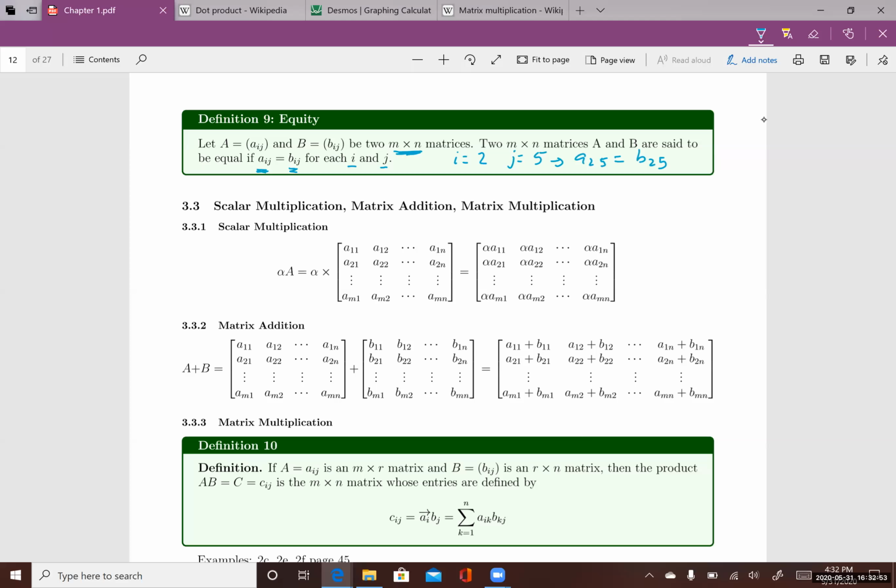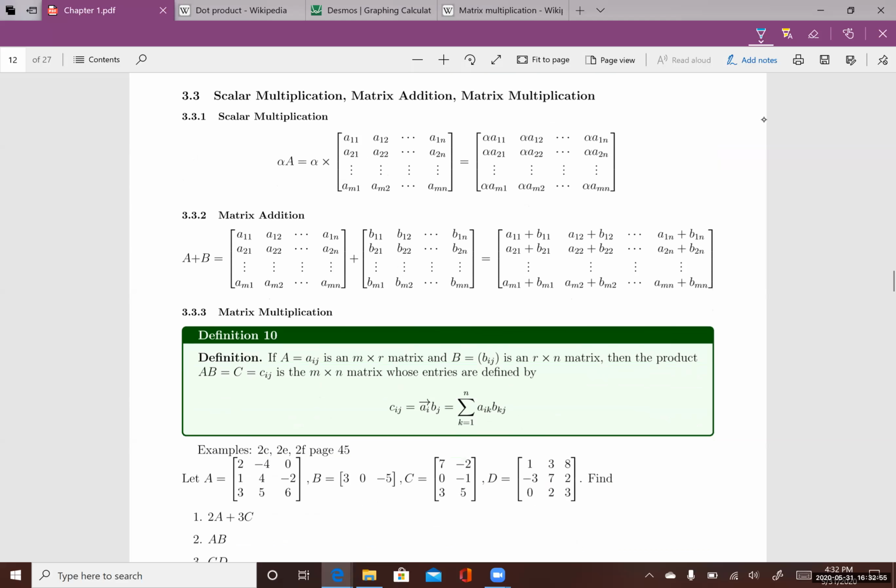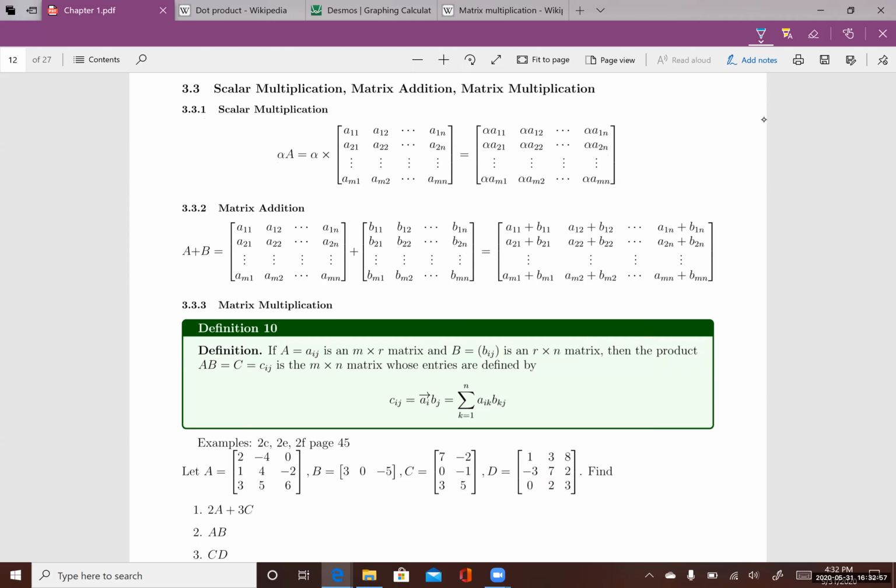So now we can talk about matrix arithmetic. First, scalar multiplication. If you have a matrix A, of size m by n, and you multiply a real value alpha to A, you scale the matrix A by alpha. That means you multiply alpha to matrix A. And if you multiply a constant or a real value to a matrix, make sure that you multiply that constant to every single entry of the matrix.